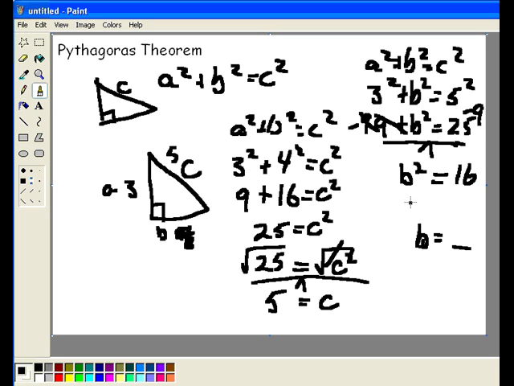So in order to get rid of the b squared, I can throw on a square root onto that side of the equation. But whatever I do to one side, I have to do to the other. So now I've got the square root of b squared equals the square root of 16. Well, the square root and the square cancel each other out, leaving me with my b on that side of the equation. Done. Left side's done. Now I just have to solve for the square root of 16, which I figure out as 4, which we knew all along. There you go. That's Pythagoras' theorem.